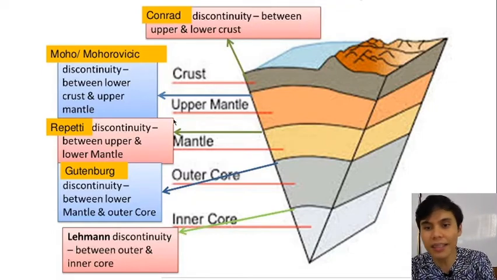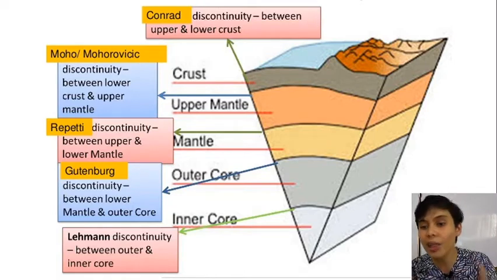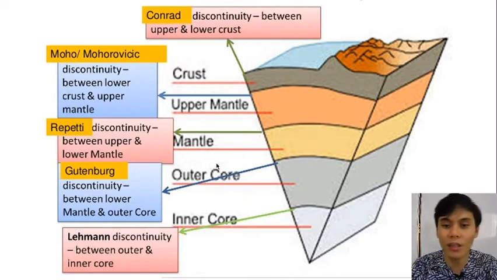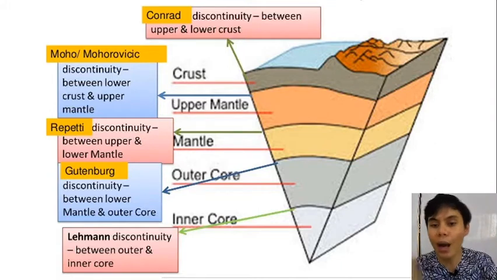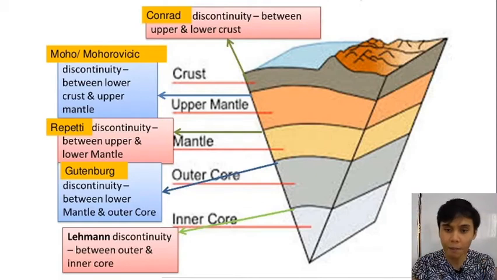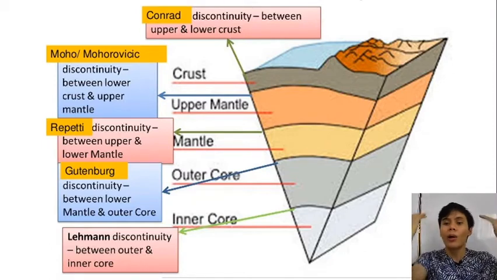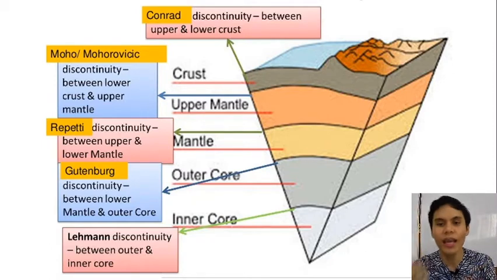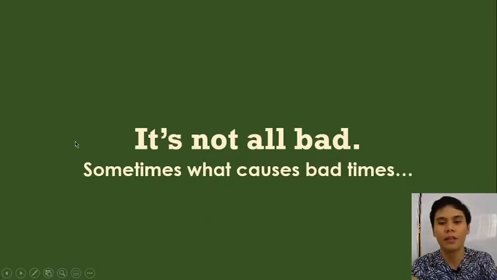Beyond that, we have the Repetti discontinuity. It's between the upper and the lower mantle. It describes the boundary between the asthenosphere and the lower mantle. Next, we have the Gutenberg discontinuity. It describes the boundary between the lower mantle and the outer core. Again, between the mantle and the core. Your Lehmann discontinuity, finally, is between the outer and the inner core. So again, the properties of waves change at these discontinuities, or these boundaries between the layers.